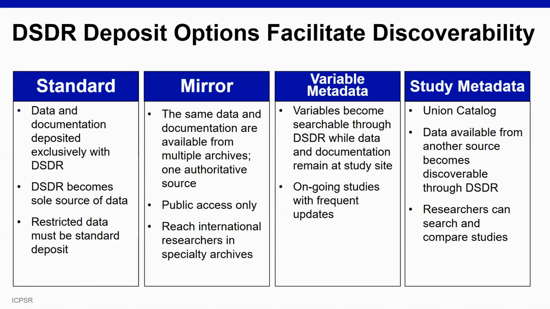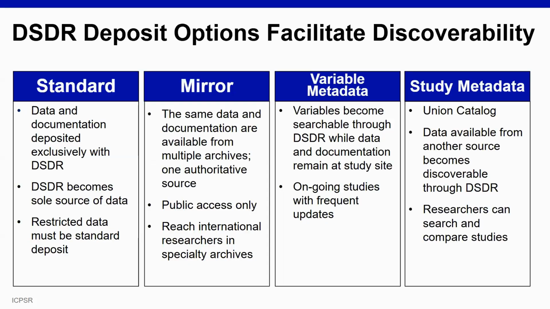DSDR accepts 4 types of deposits that facilitate discoverability: standard, mirror, variable metadata, and study metadata. The first and most common is our standard deposit, in which data and documentation are deposited exclusively with DSDR, and DSDR becomes the sole source through which the data are made available. It's important to note here that restricted data must be a standard deposit, in which DSDR is the only point of access in order to maintain proper protection and management of the restricted data.